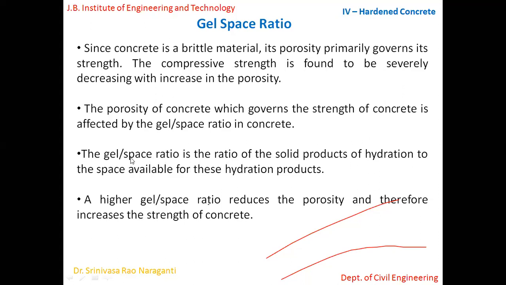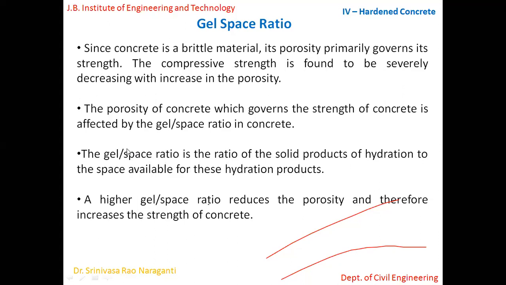Again, you look at the term, guys. Gel is basically the solid portion, CSH gel, the cementitious product. What's a space? Space is basically a kind of pores. Imagine it's a kind of porosity, a kind of pores available. That means you have more gel and less space. Then gel space ratio goes up. That means your compressive strength is high. You'll have good compressive strength.